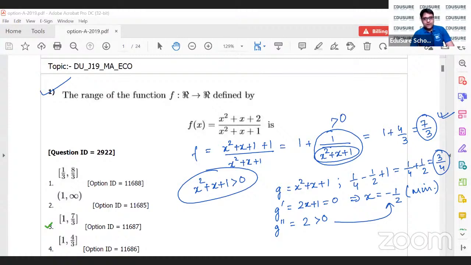Now I hope that you have seen what is a composite function. Composite function is a function of a function. So उसके ऊपर एक question करते हैं.